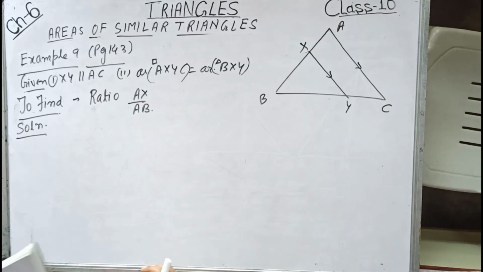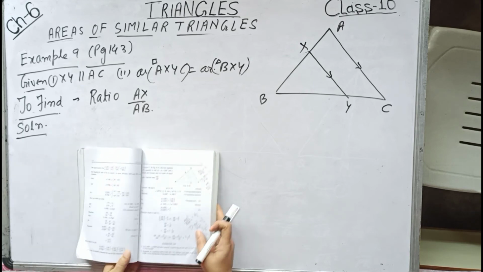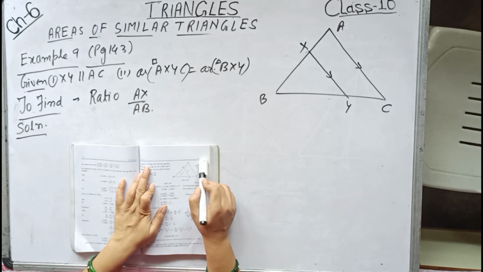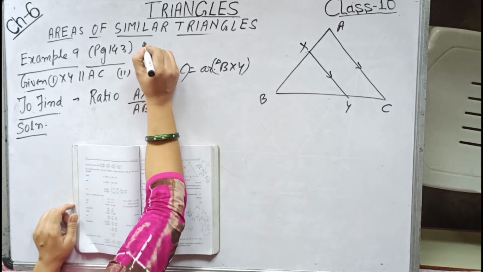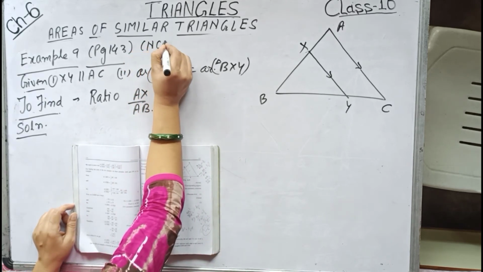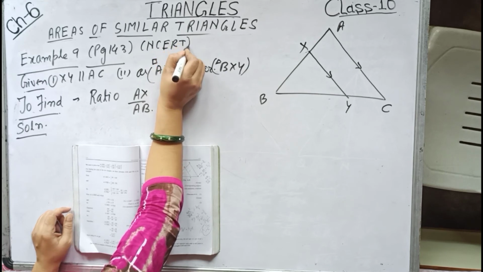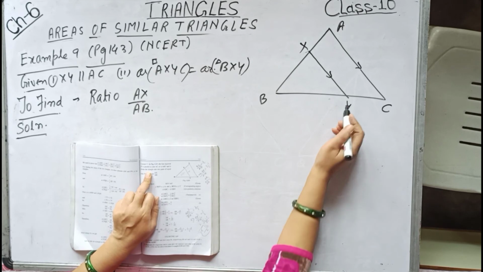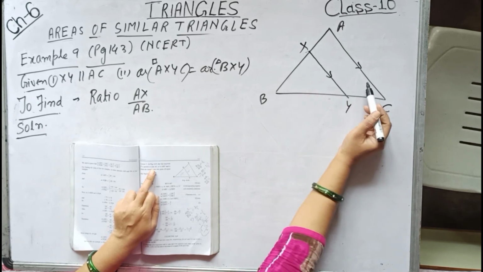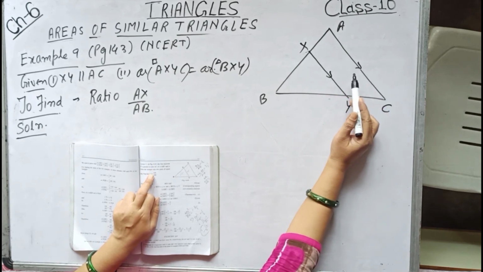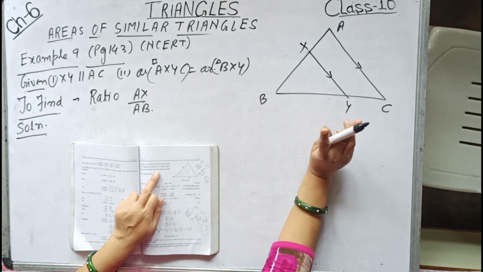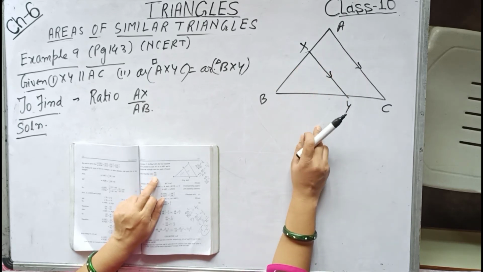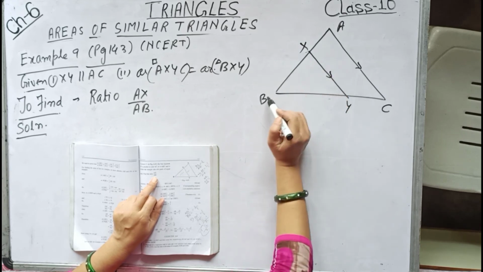The first sum based on the concept of the areas of similar triangles, I am taking as an example, is question number 9, page 143 of NCERT. I have written the given part of the question. The line XY is parallel to side AC of triangle ABC and it divides the triangle into 2 parts of equal area. That is, area this equals area this. Find the ratio AX by AB.